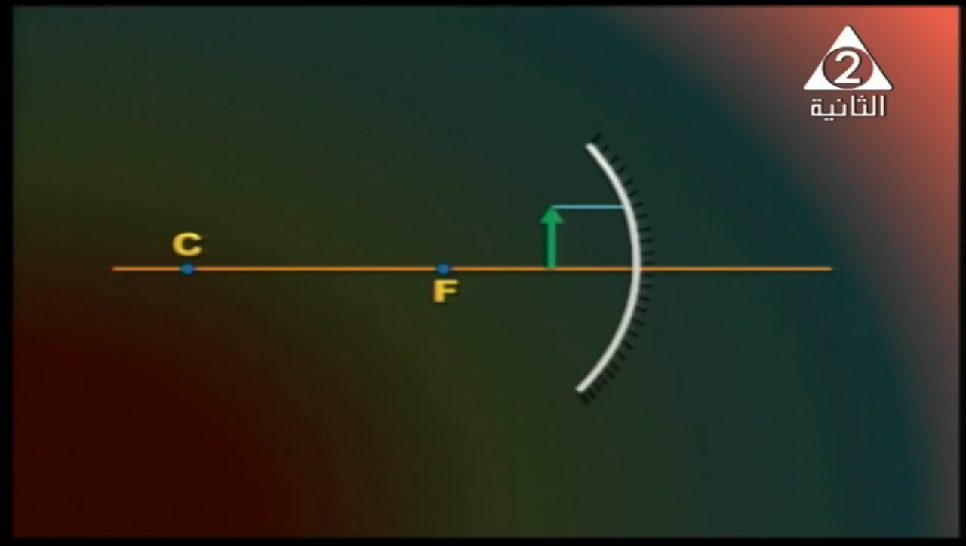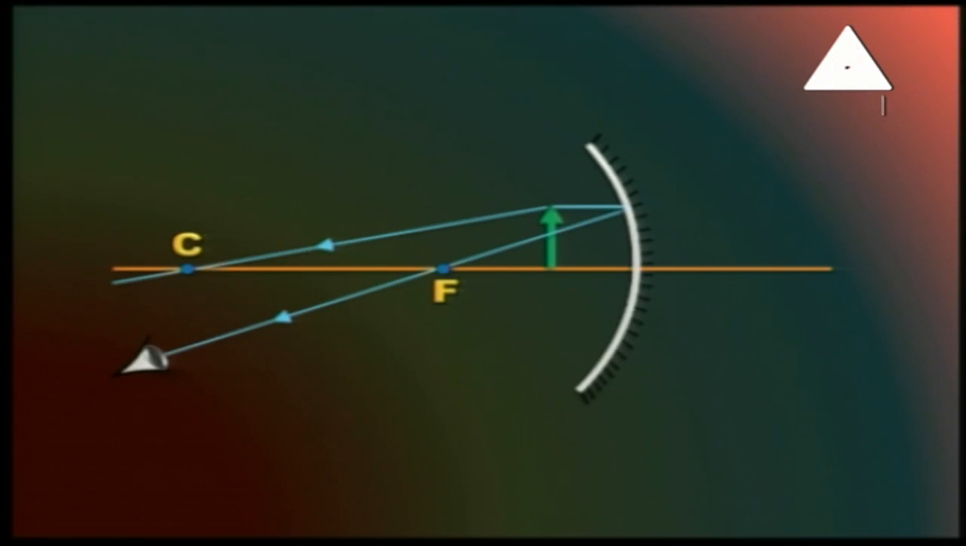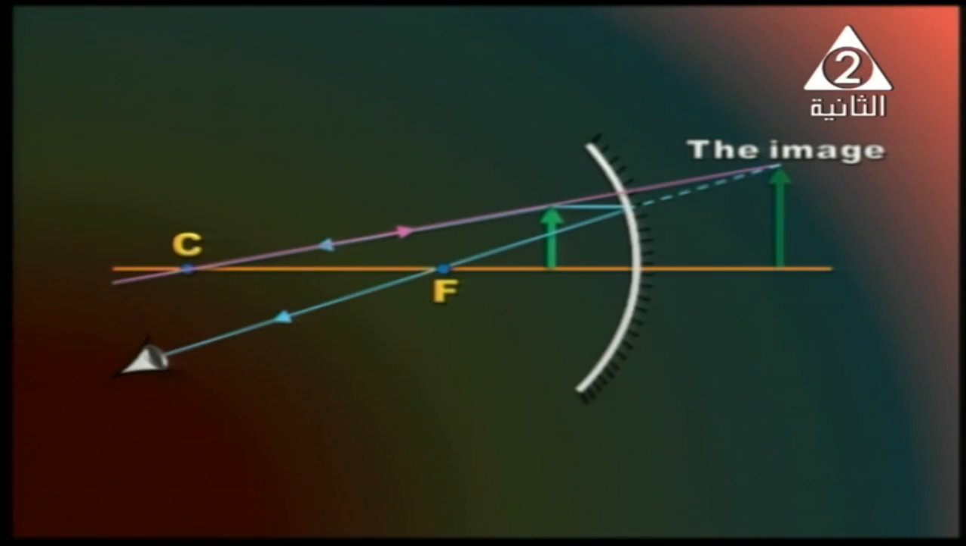The object sends a light ray parallel to the principal axis. It reflects passing through the focus. Another ray passes through the center of curvature. The two reflected rays do not intersect, so we take the extensions of them. The extensions intersect to form a virtual, upright, magnified image. The image is located behind the mirror.